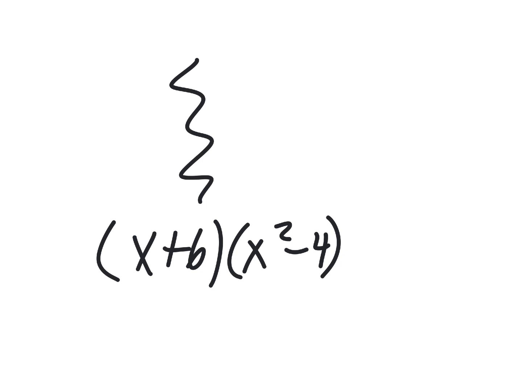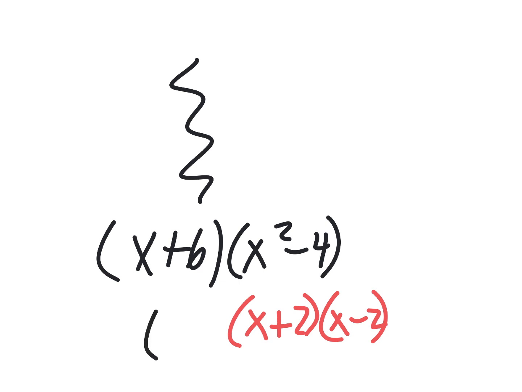Nora, why would we be wrong if we left it this way? Yeah, you can factor it again. And it'd be x plus 2 and x minus 2. Good. The x plus 6 was already factored. I'll bring it down, and there would be the final answer.